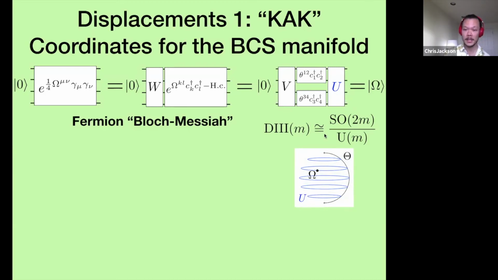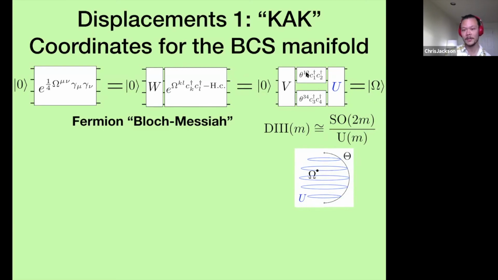And this kind of decomposition theorem, in fact, allows you to begin to coordinatize the manifold of BCS-coherent states, in the same way that, say, the Euler decomposition allows you to think about spherical coordinates. So let me explain what I mean by that. This first number preserving operation does nothing to the vacuum.